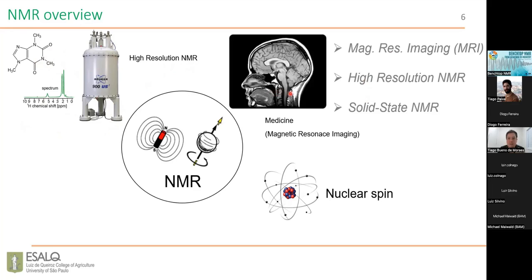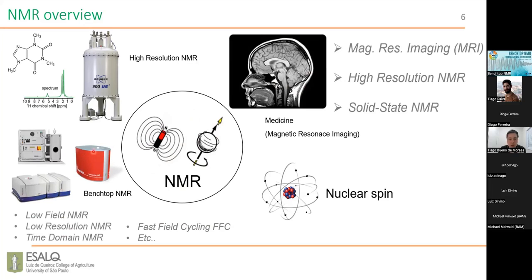Then we also have the magnetic resonance imaging technique for applications mainly in hospitals or in imaging in general, which is based on the same physical principles of the nuclear spin. However, with some modifications on the equipments to focus on generating an image of the object. Then we also have the benchtop instruments that are mainly used in industry, but also in scientific investigations, like what we call low-field NMR, low-resolution NMR, time-domain NMR, fast field cycling, and also equipments nowadays that have some intermediate spectral resolution. That is enough resolution for several applications, as we will see.